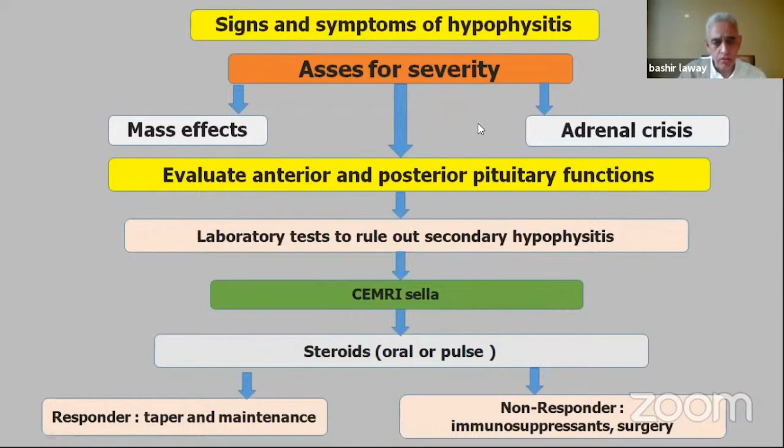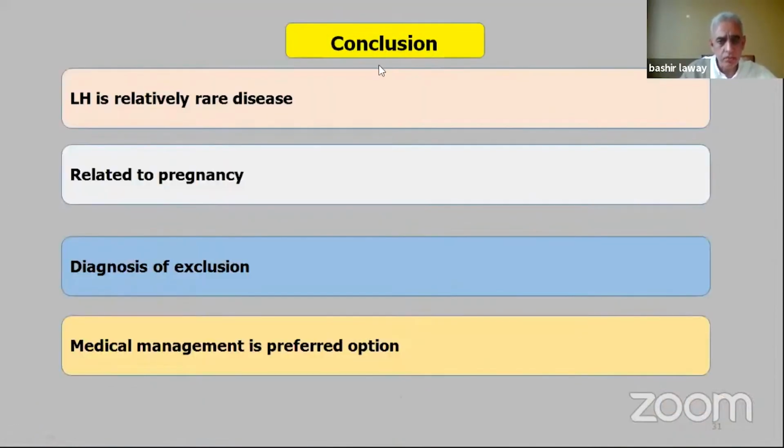So this is just one slide before I conclude my talk. If we think of lymphocytic hypophysitis, you assess the severity of hormone deficiency and also look for mass effect. If there is adrenal insufficiency, you replace it. Then you need to evaluate anterior and posterior pituitary functions, and do other laboratory tests to rule out secondary hypophysitis. Go for an MRI and steroids. If you think there is a compression of the optic chiasma, steroids could be given. If somebody responds, taper the steroids and maintain on glucocorticoids. If no response, immunosuppressants could be given, rarely surgery.